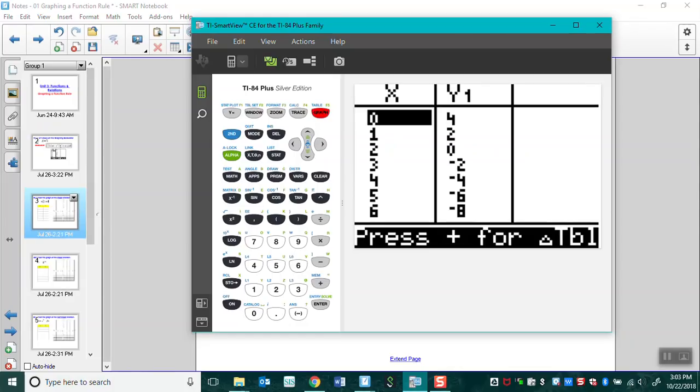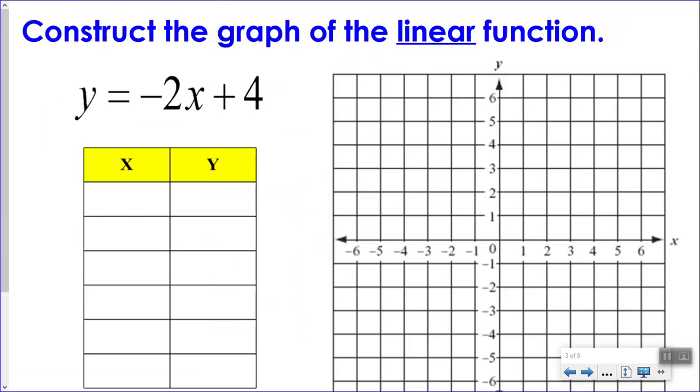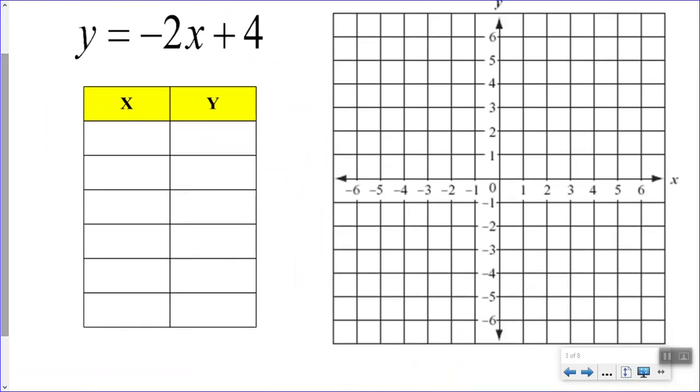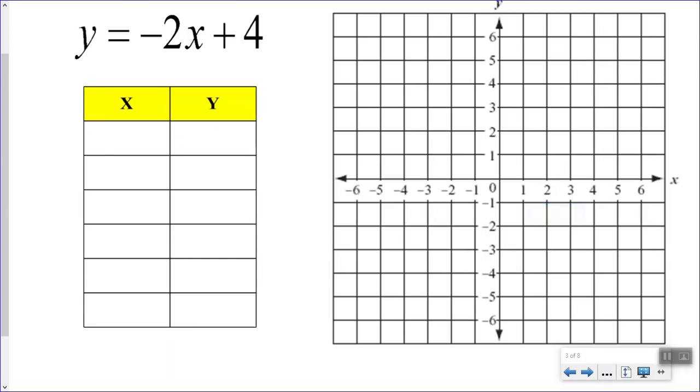So now I'm going to come back to my notebook here, and we're going to start to fill in our table. Anytime we fill in the table, we want to make sure that we get a good representation of points for that function. So I always want to make sure that I try negative values, positive values, and 0. If I start with 0, when we plug in 0, we check the table, we see that y is equal to 4. If we plug in 1, we get y is equal to 2. If we plug in 2, we get y is equal to 0.